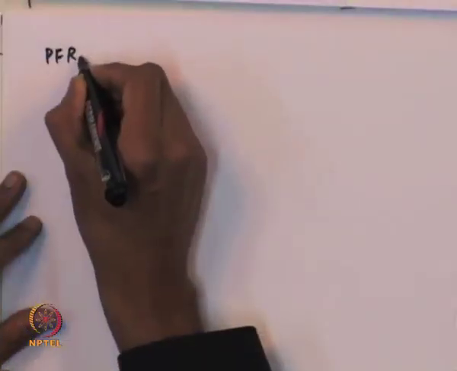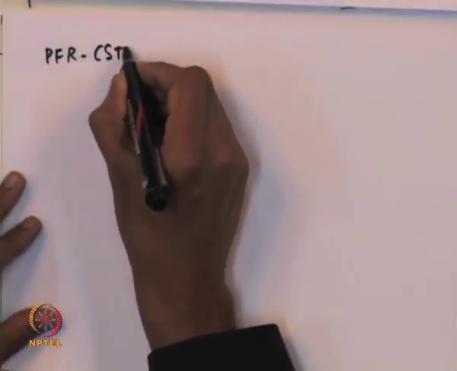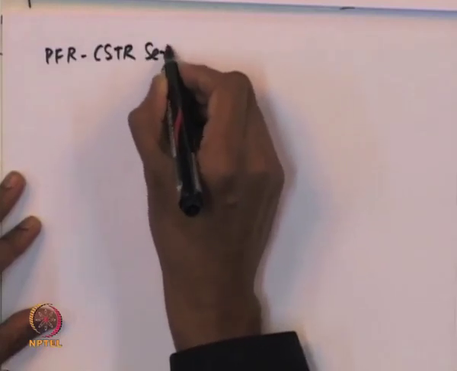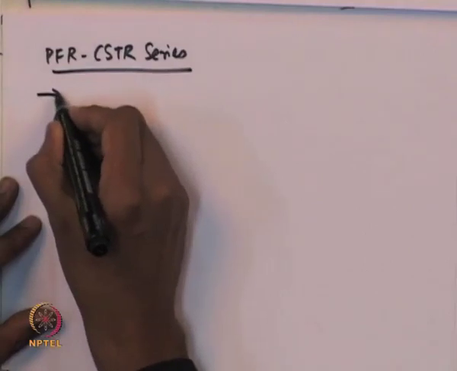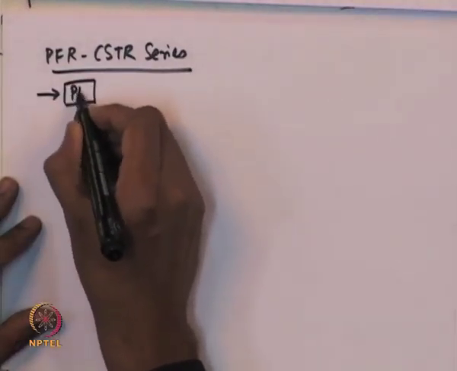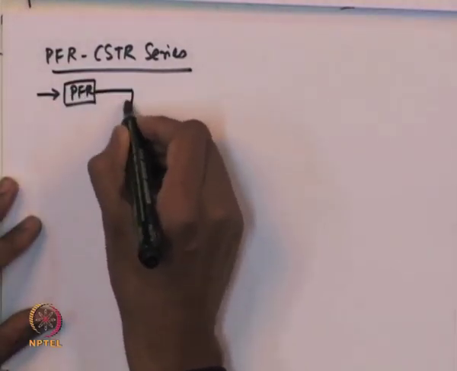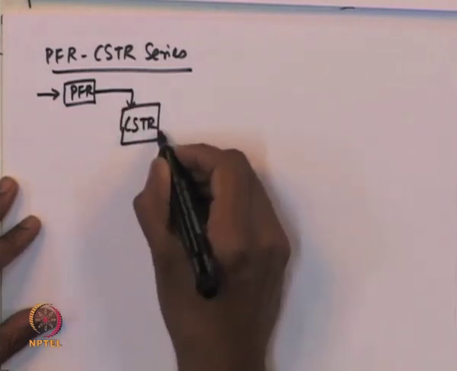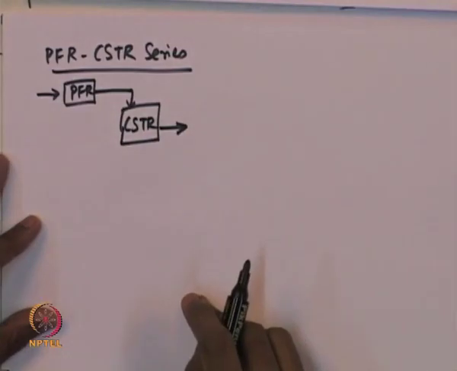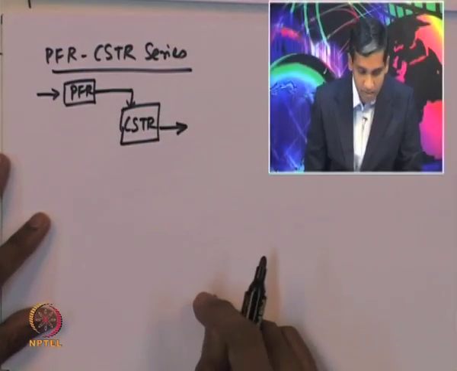Now, let us look at the other option, where the plug flow reactor comes first and the CSTR comes later. So, let us look at the PFR followed by the CSTR. So, the depiction is, you have a PFR, and then there is a CSTR, and the final outlet stream actually comes from the CSTR.